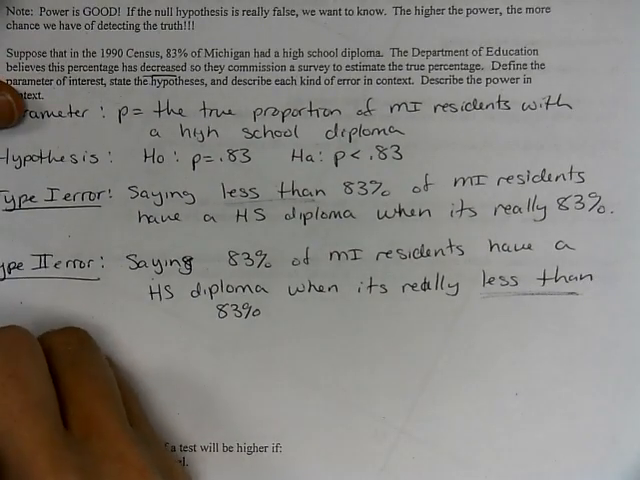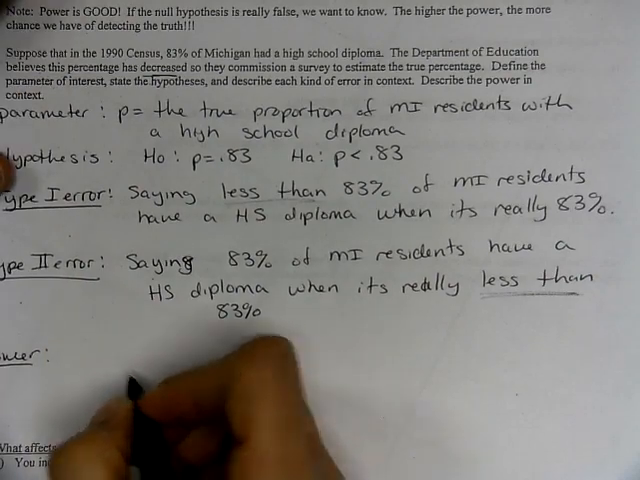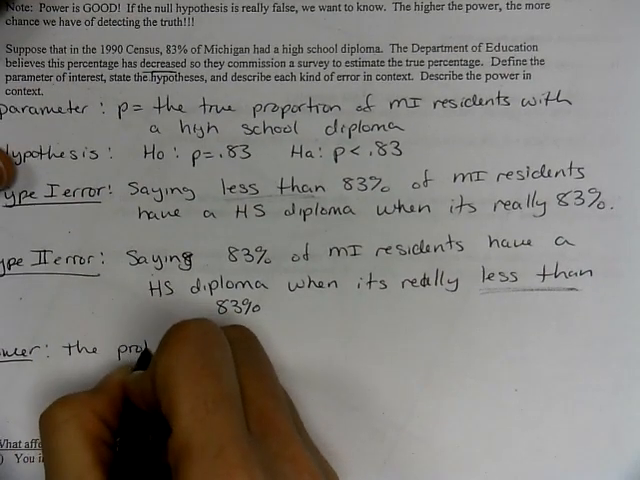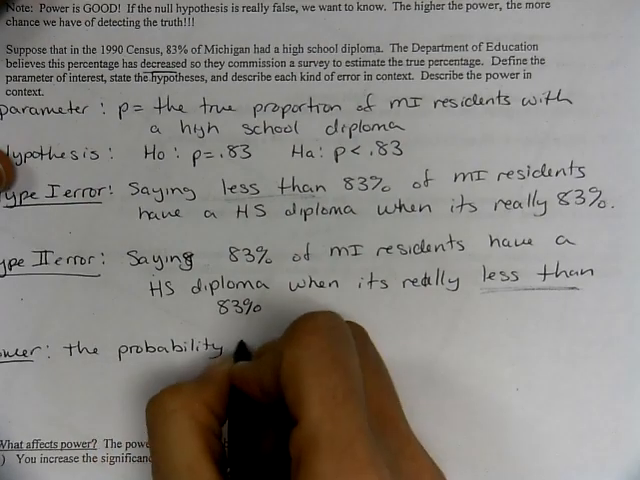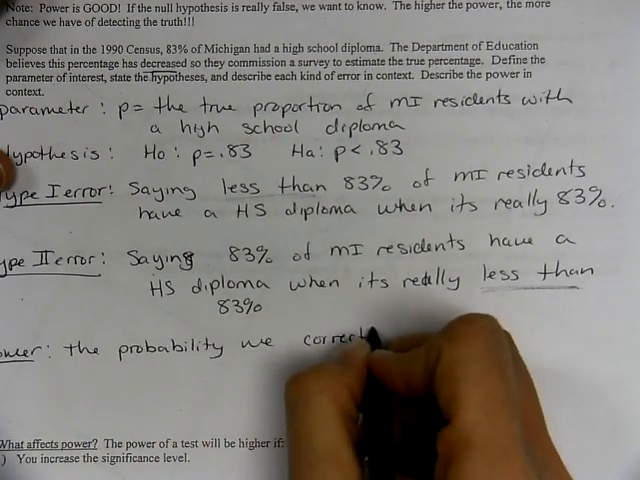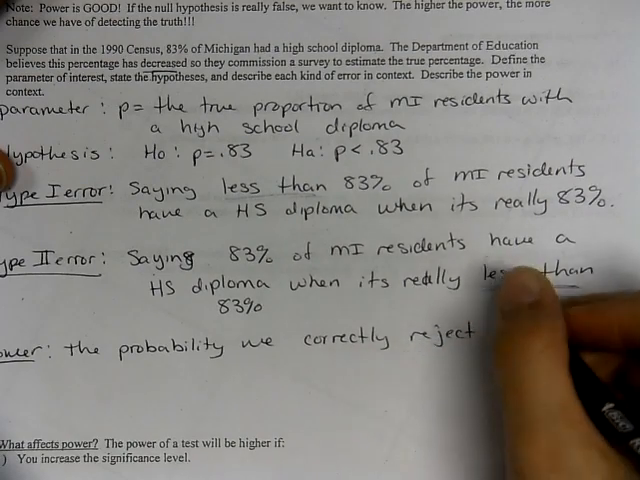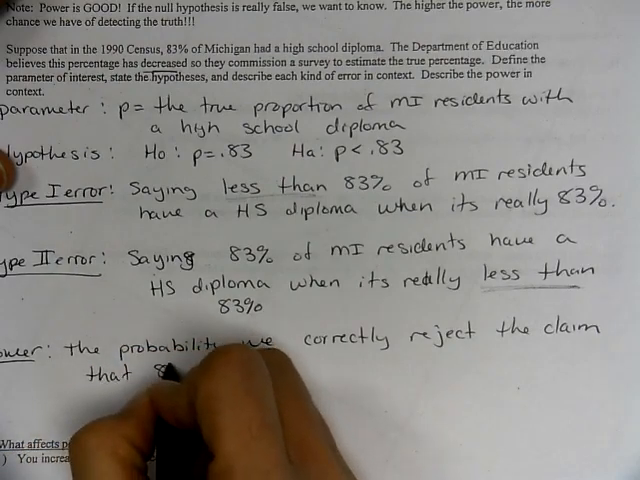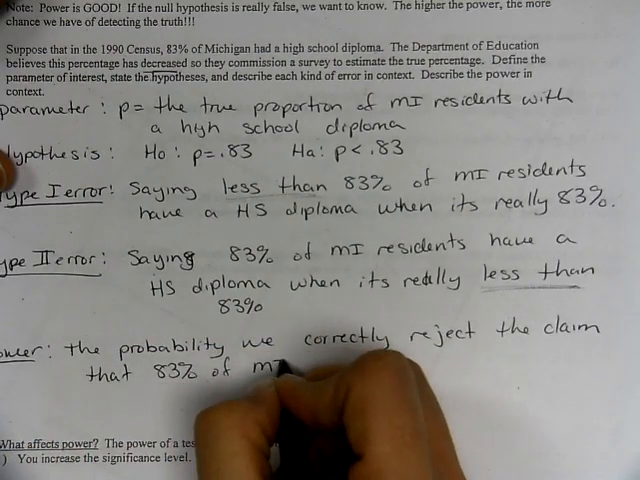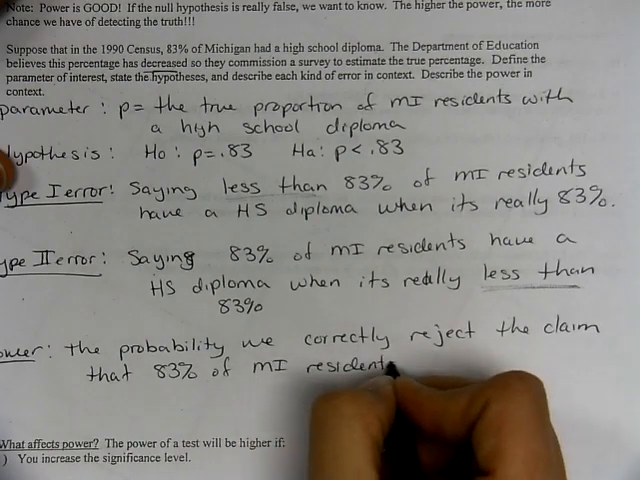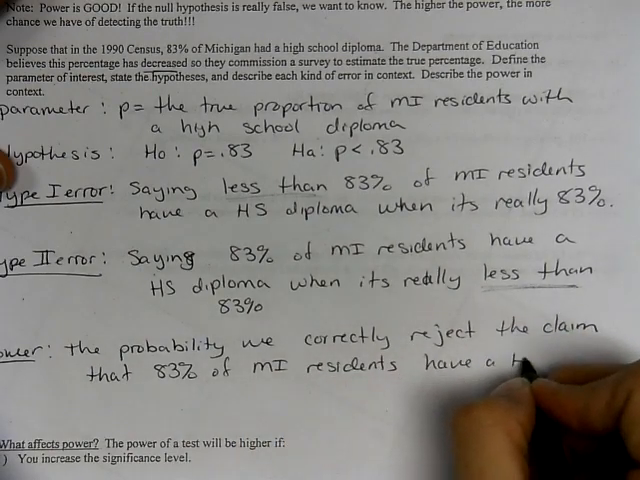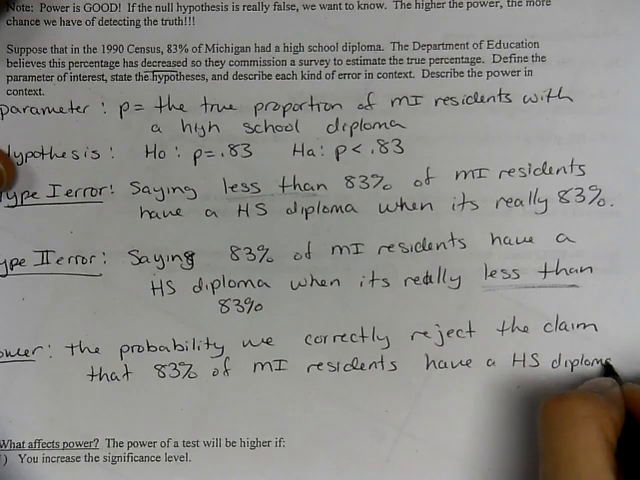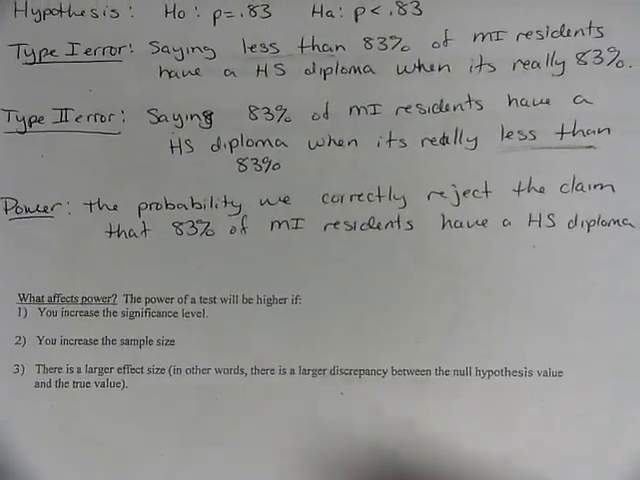Okay, so the power of the test in context is the probability we correctly reject the claim that 83% of Michigan residents have a high school diploma. So basically, the power of the test is the probability that you're right, that you're going with the alternate.